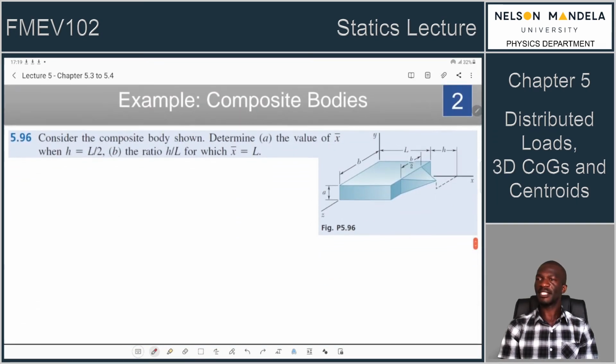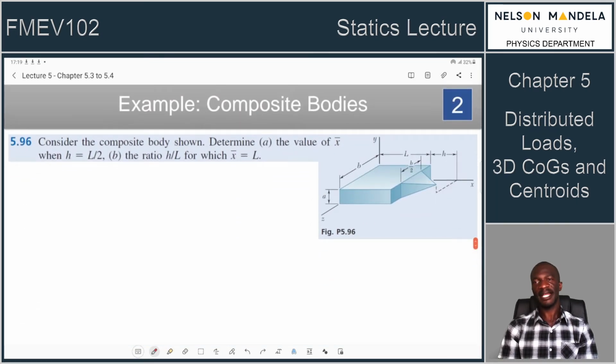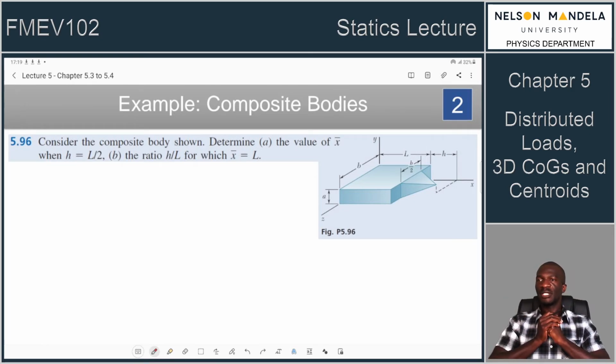So an example is shown in question 5.96. Consider the composite body shown in that figure. Determine the value of x bar when h is equal to L over 2, and the ratio h over L for which x bar is equal to L.